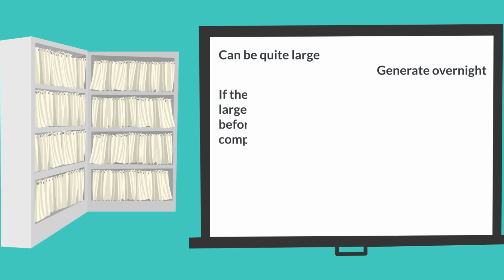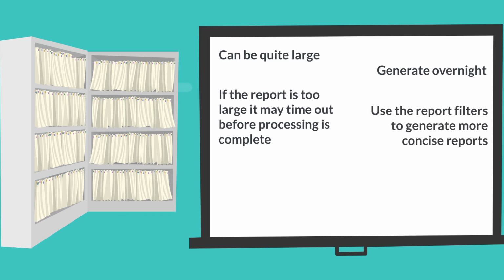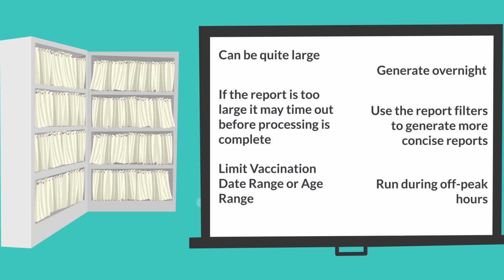Please note that reminder recall reports can be quite large and they will generate overnight because of the size and complexity. If the report is too large to process, it may time out before processing is complete. To reduce processing time, users are encouraged to leverage the report filters on the main parameter screen of each report. Limiting the vaccination date range or restricting the report to a certain age range can significantly improve the processing time needed to produce the report. CTWiz will automatically schedule these reports to run during off-peak hours. The user will see results once logged in on the following day.